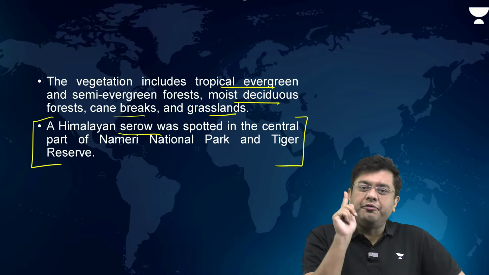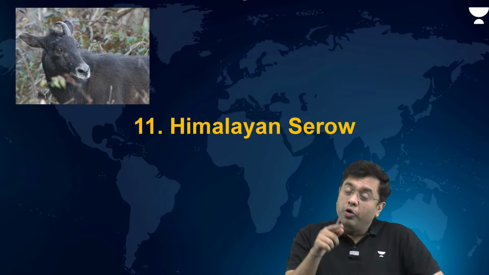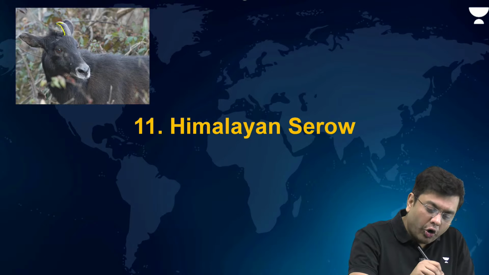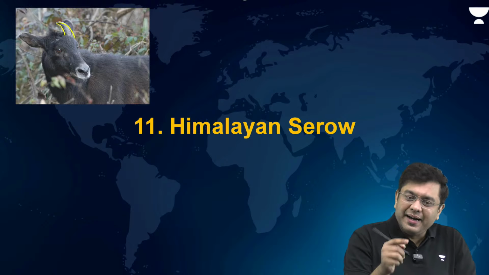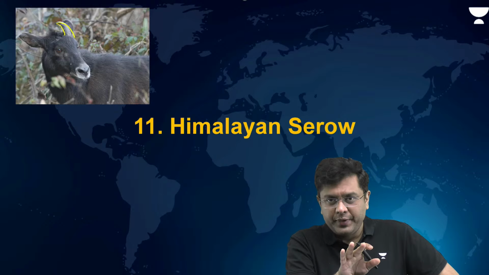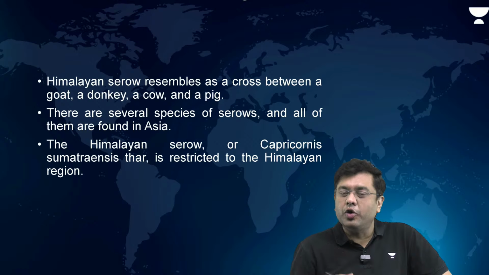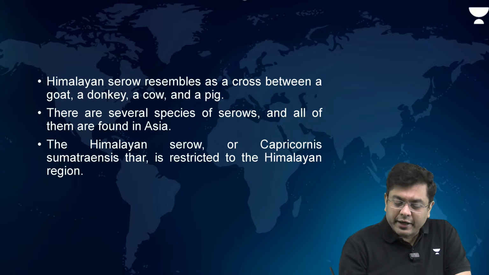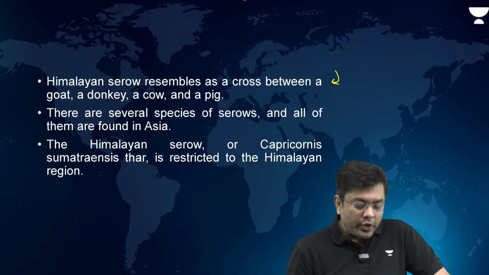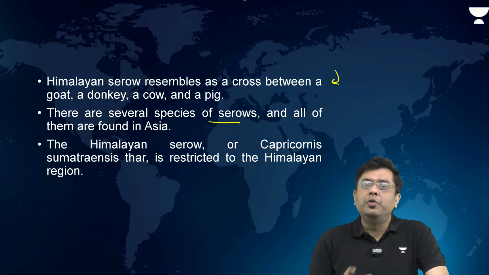A question can be framed for Himalayan serow as well. Okay, so what is this Himalayan serow? It is known for this unique horn, and it is a kind of high altitude herbivore which is to be found in the region of the Himalayas at a greater altitude. So it resembles a cross between a goat, a donkey, a cow and a pig. Okay, several species of serows, all of them are found in Asia.